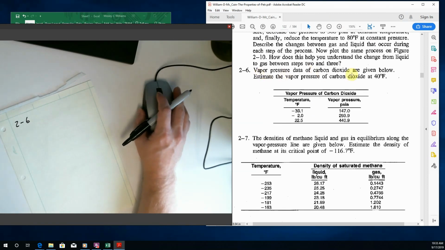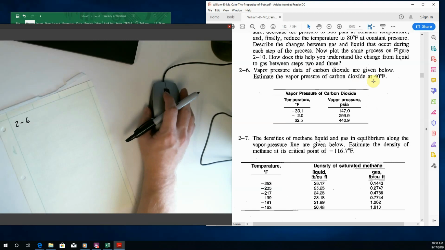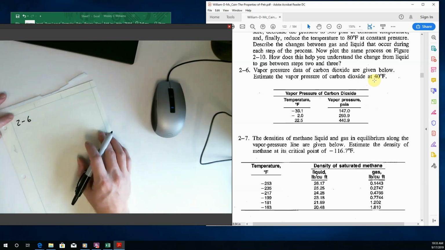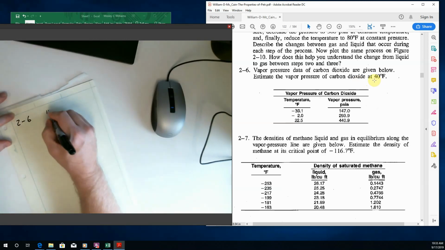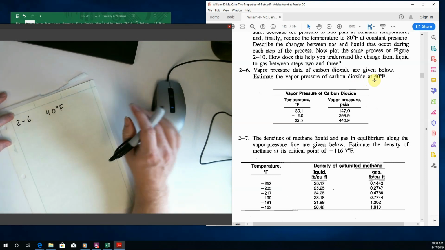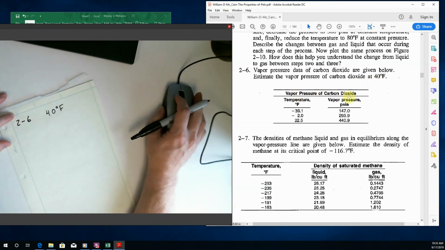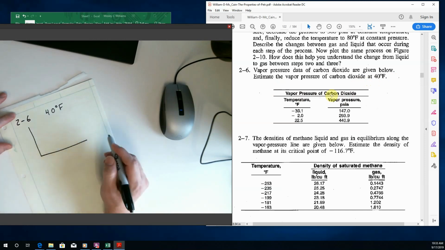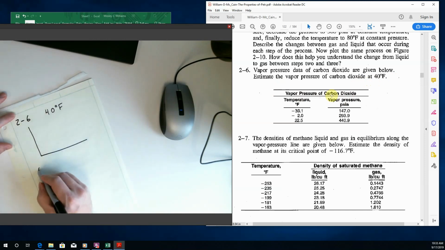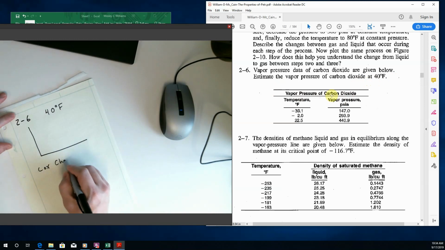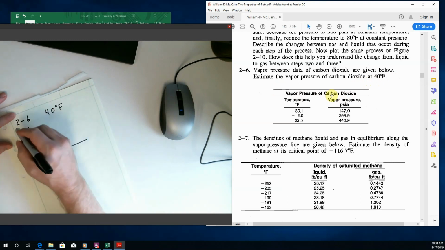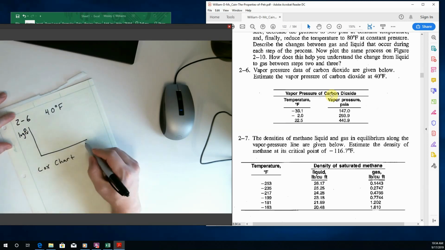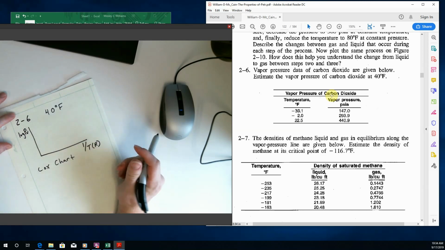So vapor pressure data, CO2 given below, estimate vapor pressure for carbon dioxide at 40 degrees Fahrenheit. So when we start seeing vapor pressure stuff, your mind should go towards the Cox chart. I'll write that down here, Cox chart. And Cox chart, if you remember correctly, is log of the vapor pressure versus 1 over temperature. That's in Rankine, if you remember.